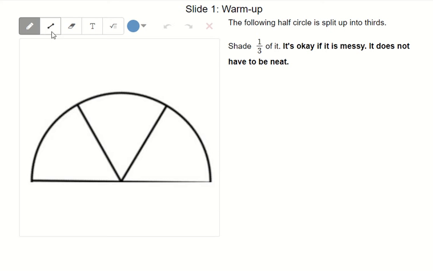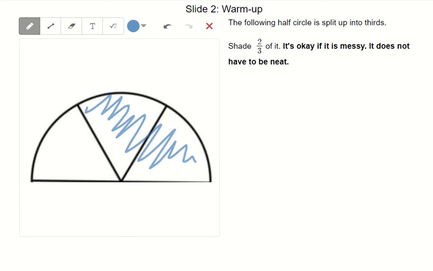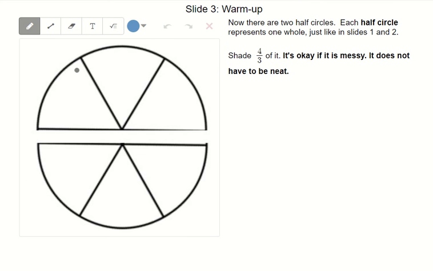All right, AS06 Solutions. So the warm-up's pretty straightforward, just a little coloring. That's 1/3, 1 out of 3. Let's see, shade 2/3, 2 out of 3. Very straightforward.